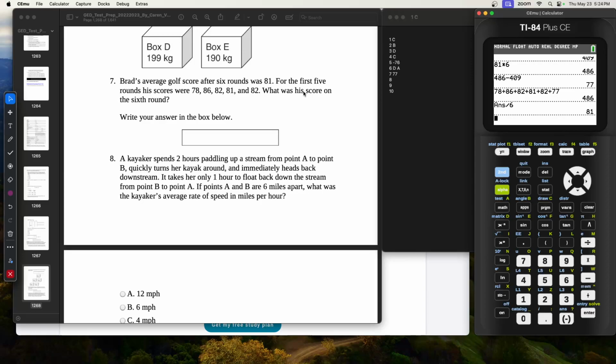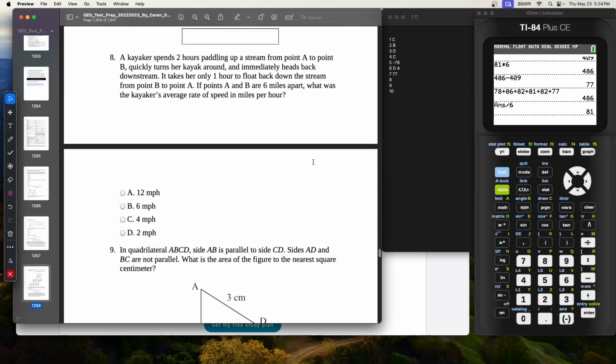So you can multiply 81 by 6 to find his total score. You can add up his first 5 scores to get the total for the first 5, and then subtract the 5-game total from the 6-game total. Then he must have scored 77 on his 6th game. Really no way around that.